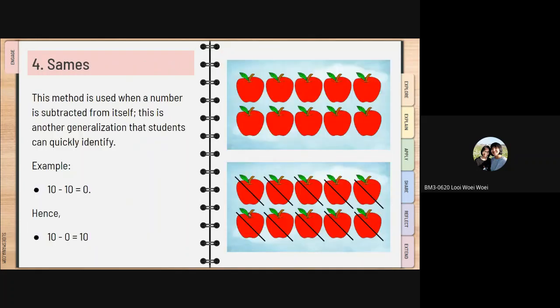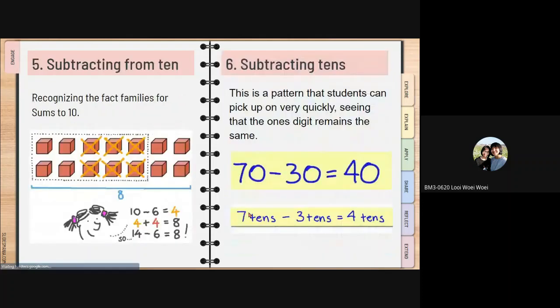The fifth strategy is subtracting from 10. This is to recognize the fact families for sums to 10. For example, when 14 minus 6, we can do it like 10 minus 6 equals 4. Then we get a 4 and plus another 4, then we'll get the answer, which is 8.